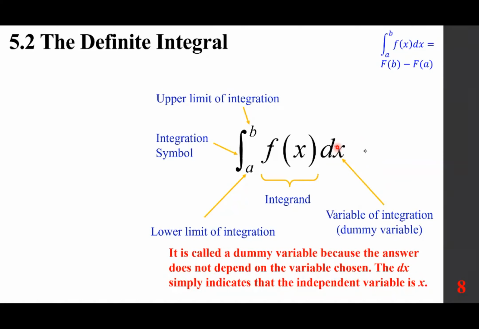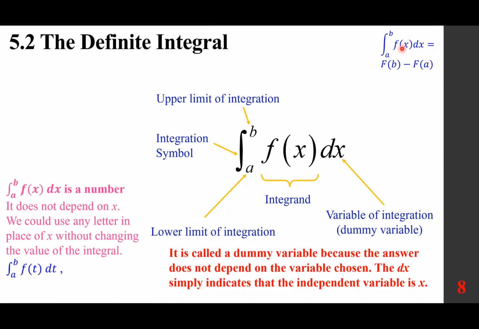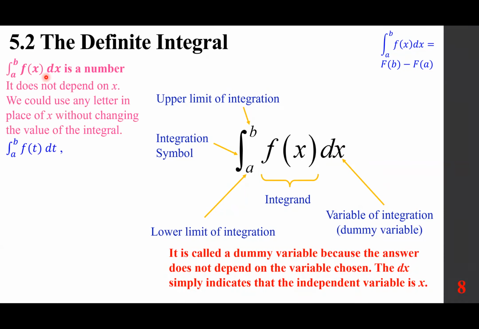However, this is simply equal to this value, and it's a number, and it's called a definite integral because it's a number and it represents an area under the curve if f is a positive function. Otherwise, it represents the difference of areas. So the integral of a to b f of x dx is a number. It doesn't depend on x.